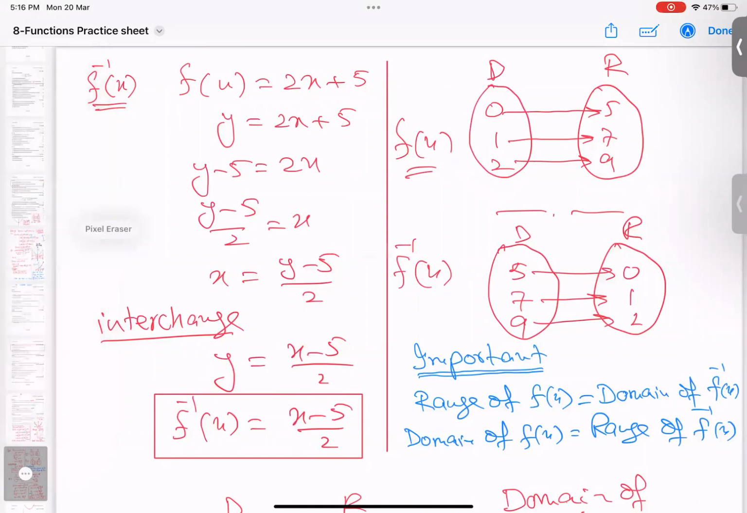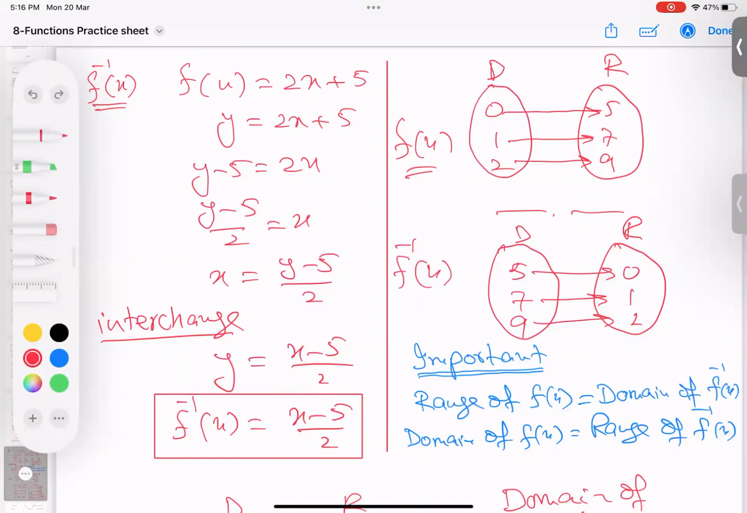Then, just for the sake of your understanding of what I've done, I took domain and range values. I plugged in 5 in the place of x, solved, and got 0. Then I put 7 in the place of x, I got 1. Then I solved with 9 in the place of x, I got 2. And when I saw the whole idea, the range of the function became the domain of the inverse function. And what is the domain?